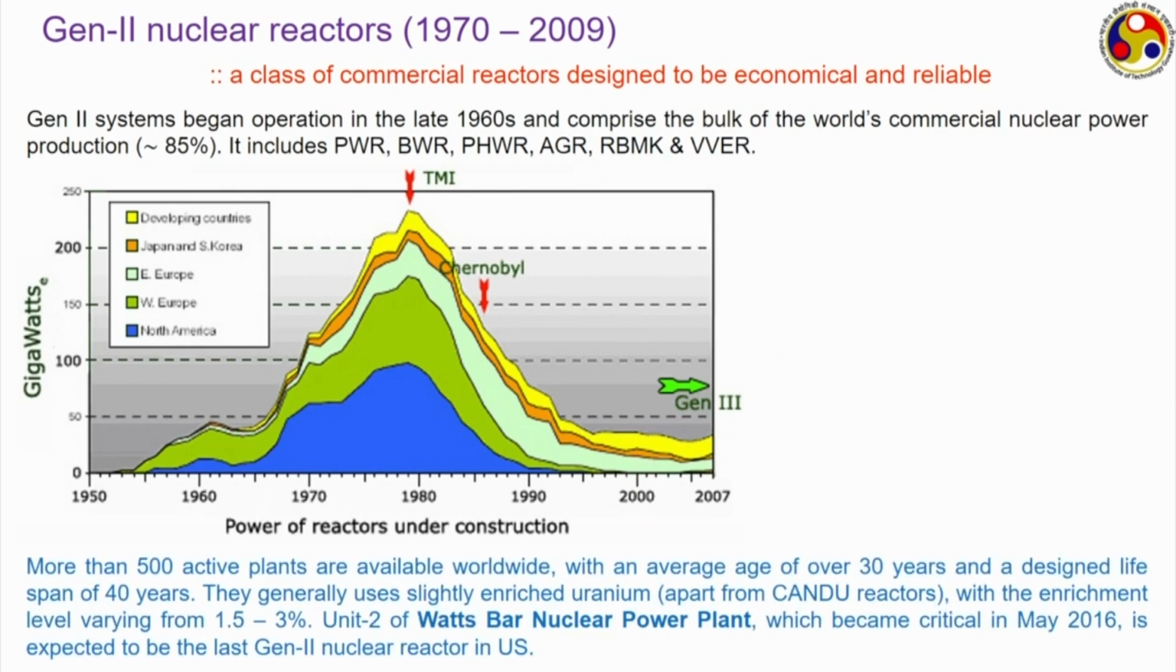More than 500 active plants are available worldwide at the moment. The number is close to 600, but some of the plants are also getting shut down in recent years, and therefore I don't have the exact numbers, but I can unofficially say that the number is something around 550 at the moment, with an average age of about 30 years, and as per the generation 2 design, they are expected to have a lifespan of 40 years.